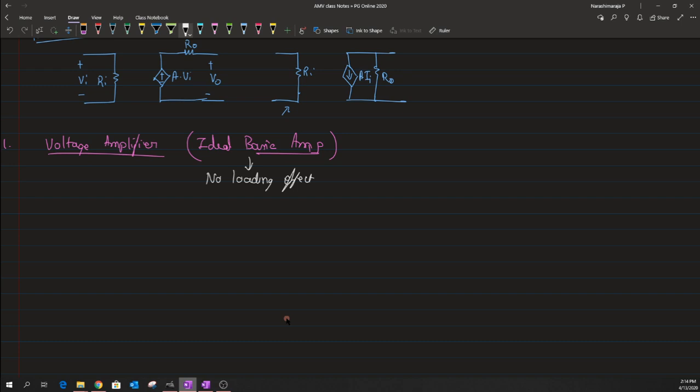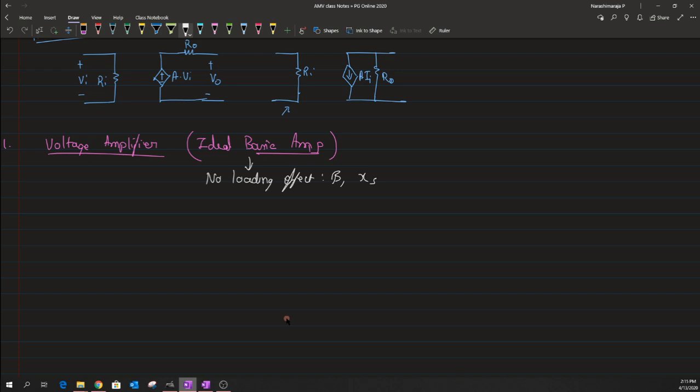But otherwise this requires a lot of analysis of how the networks, like the beta network or the feedback network along with the source signals, will have some sort of loading impact on these amplifiers. Such effects need not be considered when we deal with this basic ideal op amp model or basic ideal amplifier model.